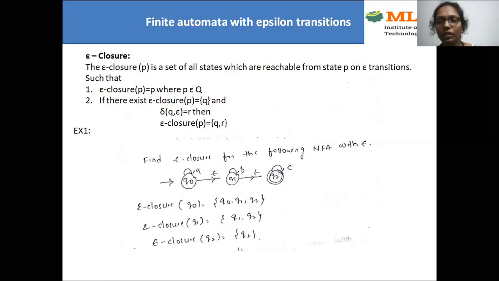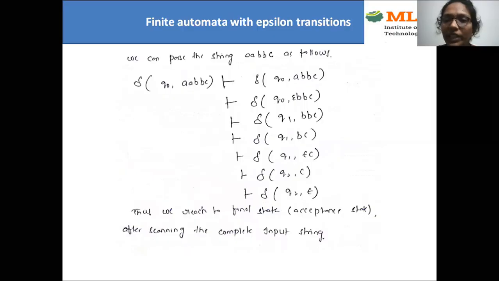So that is about NFA with epsilon examples. As I said, we don't have more examples on that. If you want, you can practice some more.